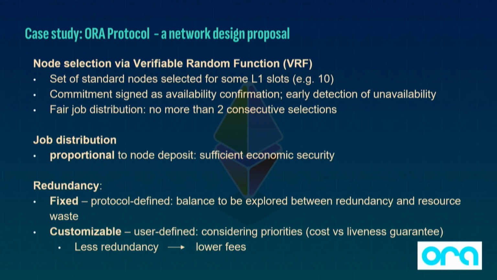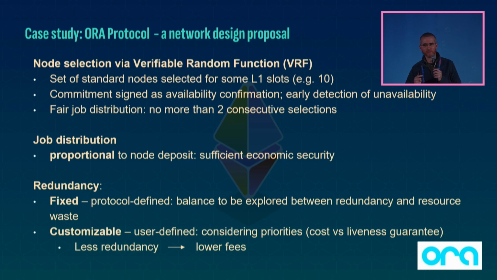The node selection I propose should be based on a verifiable random function. A set of standard nodes would be selected for some L1 slots, like 10 slots, or one epoch, and they perform all the jobs for all ZK Oracle standards. The standard nodes would need to sign a commitment that would be a confirmation of their availability, and that could also serve as a means for early detection of unavailability if they don't sign the commitment or don't return the commitment.